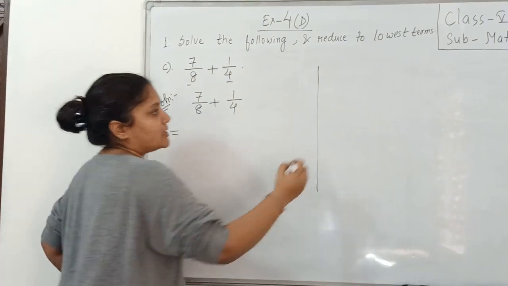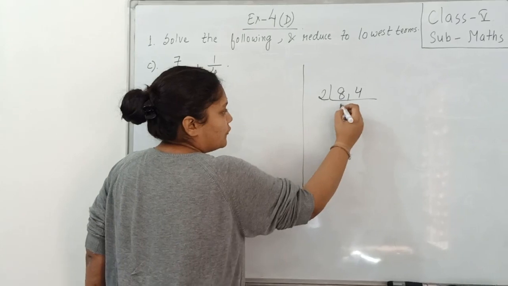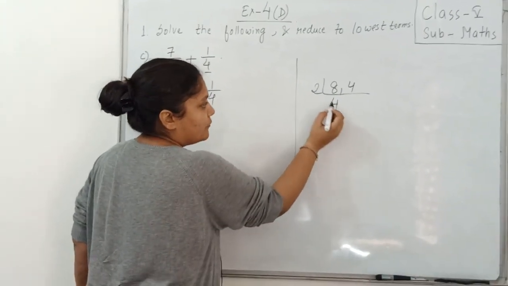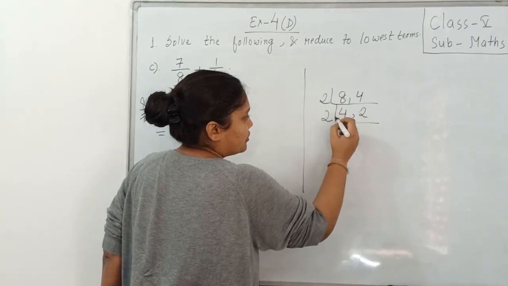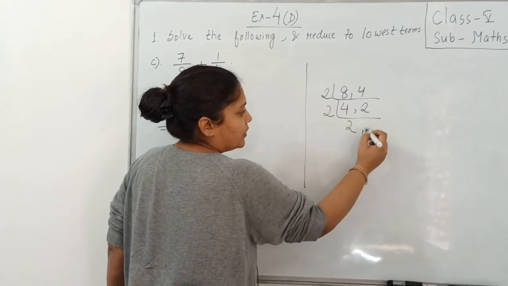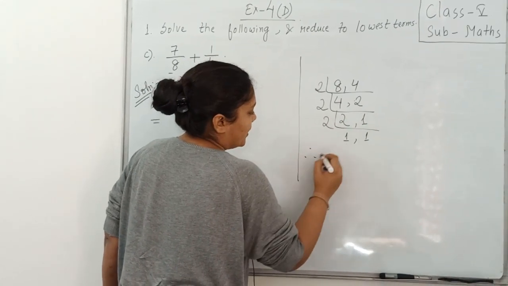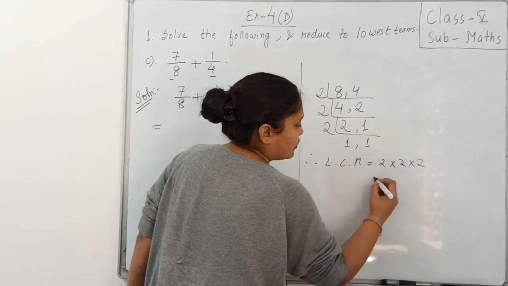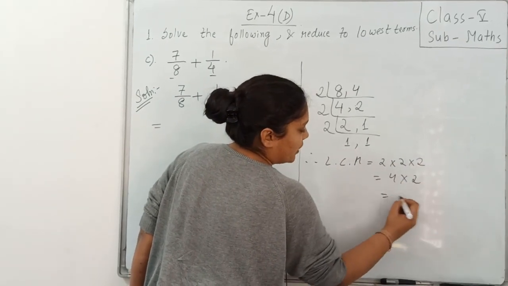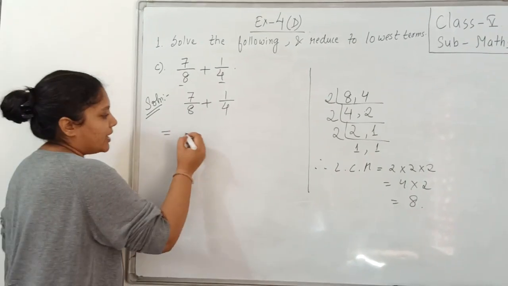We will find the LCM. Our first duty is to find the LCM. 2 4s are 8, we are dividing. 2 2s are 4. Again with 2, 2 2s are 4. 2 1s are 2. So our LCM is again 2 into 2 into 2, 4 into 2 equals 8. 8 is our LCM. Clear? So now our next step is what?